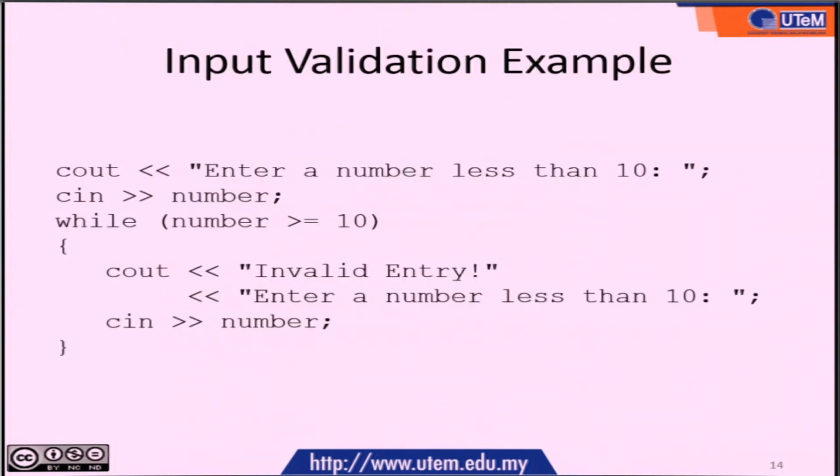For example, let's say that we want the user to enter an integer less than or equal to 10. First, the user is asked to enter an integer less than or equal to 10, then the expression for the while loop checks the value entered by the user, whether it is greater than or equal to 10 or not. If the value entered by the user is less than 10, which is a valid input, the while loop will not be executed. If the value entered is invalid, which is greater than or equal to 10, then the error message invalid entry is printed out and the user will be asked to enter a new value again and again until the user enters a valid value.